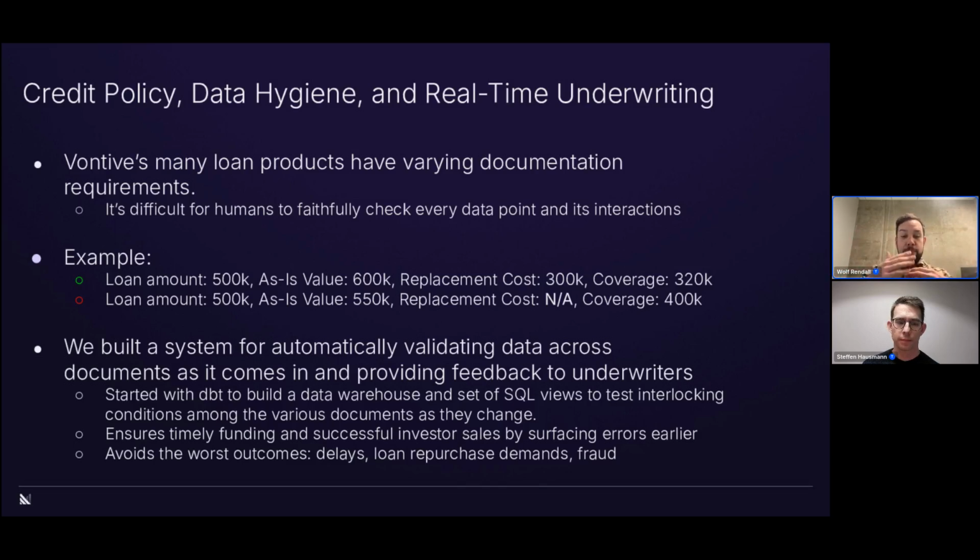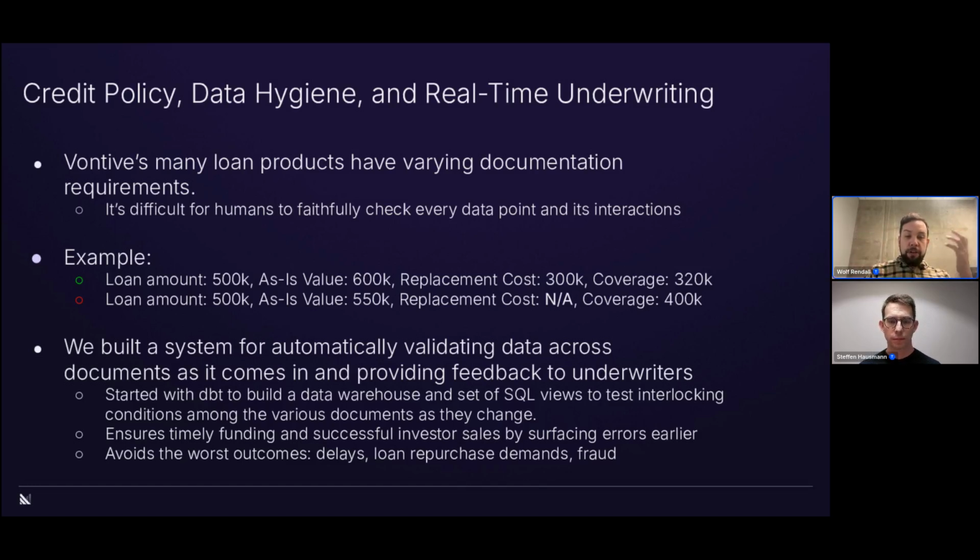So to get that moving and to make sure that we weren't underwriting and producing loans that fell outside of this policy guideline, we wanted to build a system for automatically validating these data points. And so what we did was we started using DBT, a popular framework for writing lots of operations in databases, to build out a set of SQL queries. And those SQL queries would produce views, and those views would warn us and raise alerts about certain values being out of compliance.